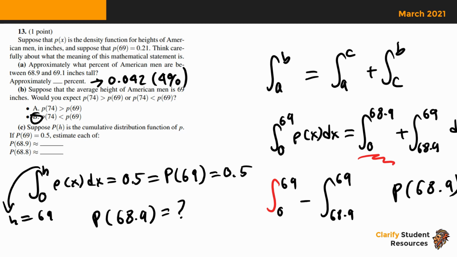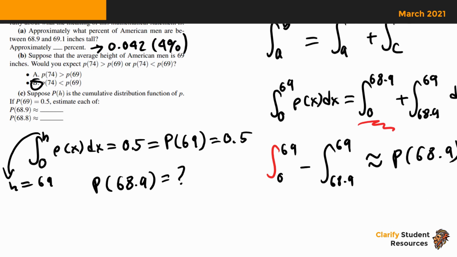Again, this is an approximation, so it's not an equal. And what we're going to get is we know that 0 to 69, we just solved it from earlier, or sorry, they gave it to us, is going to be 0.5. And then from here, we want to figure out what 68.9 to 69 is. So we can approximate that using the height that was given, which was 0.21. So we get 0.21, and then we have 69 minus 68.9.